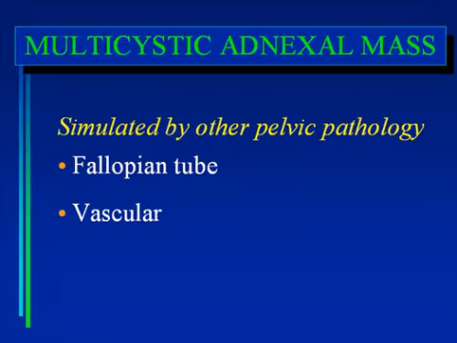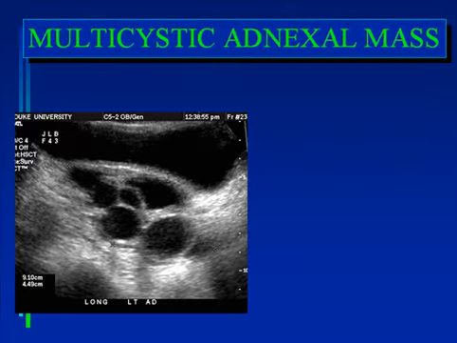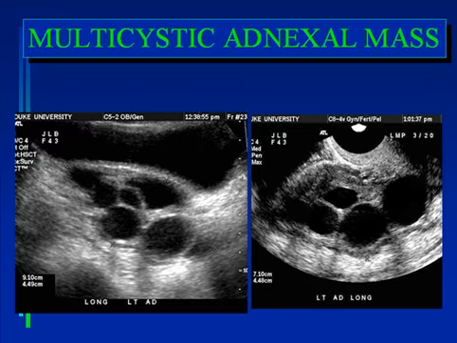However, multicystic adnexal masses can be simulated by other pelvic pathology, in particular by dilated fallopian tubes that are tortuous, as well as by vascular structures. So here we have what looks to be a multicystic ovarian mass, seen both on transabdominal ultrasound on this image and at endovaginal ultrasound here.